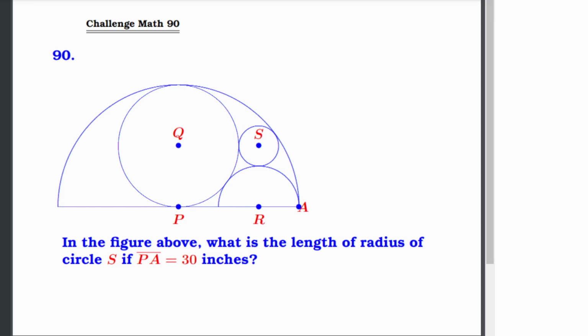Hello everybody. Last time we had some relaxing time with challenge math problem 89 because it was a very simple right triangle application of the Pythagorean theorem, right? So today the question is here: what is the radius of circle S? Many of you already got the answer, I think.